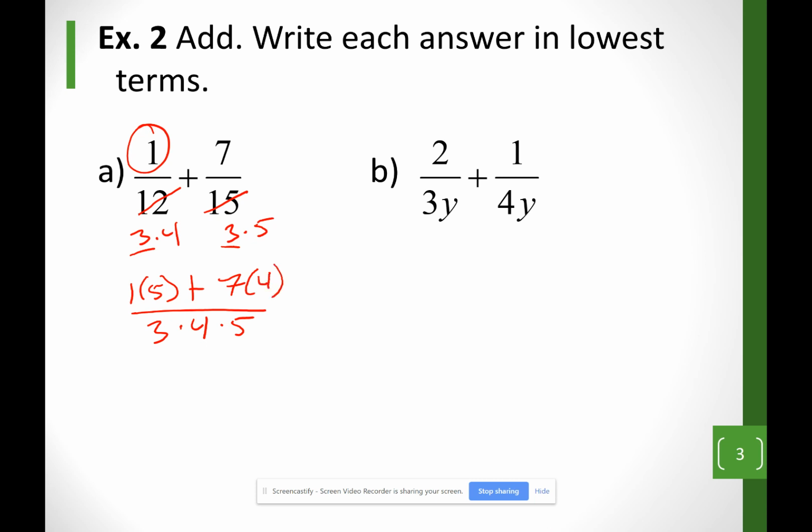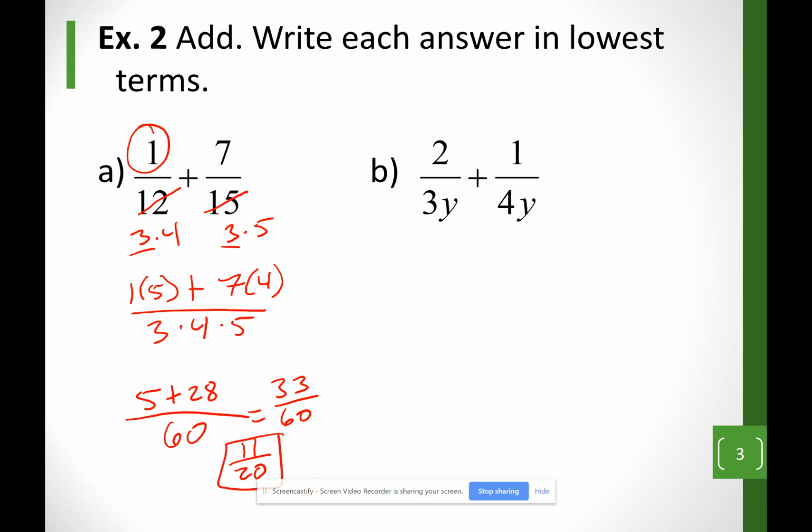Now, when I look at this, on the top, I have 5 plus 28. You see that I did each multiplication. At the bottom, 3 times 4 times 5 happens to be 60. The top can be simplified. I'm going to call that 33 over 60, better known as 11 over 20.